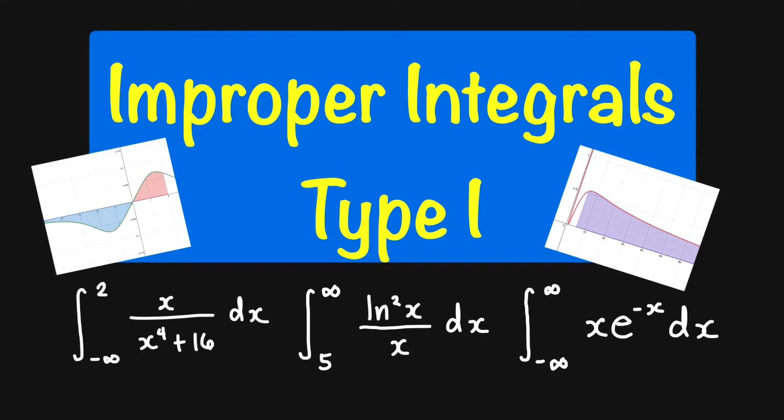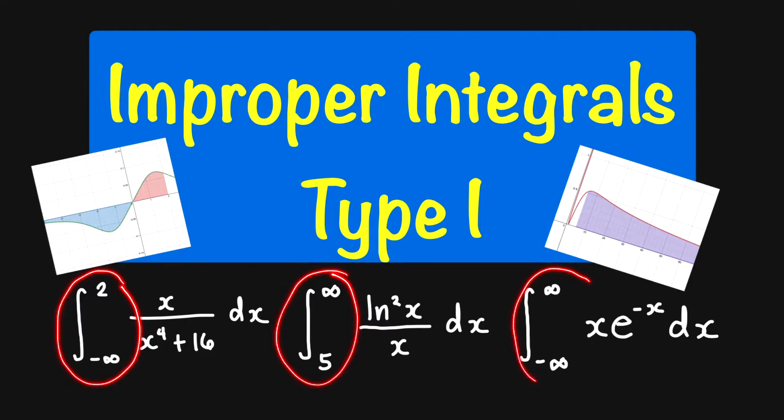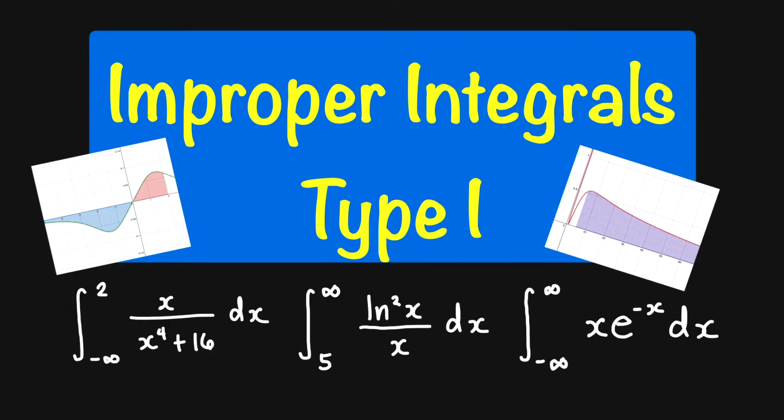Hello everyone. In this video, we're going to evaluate type 1 improper integrals. Here, we're going to consider integrals over an infinite interval like negative infinity to 2, 5 to infinity, and negative infinity to infinity. We consider integrands that are continuous on the given infinite interval. We're going to determine as well whether each of these improper integrals is convergent or divergent, and interpret the values of these integrals in terms of areas. Let's get started.